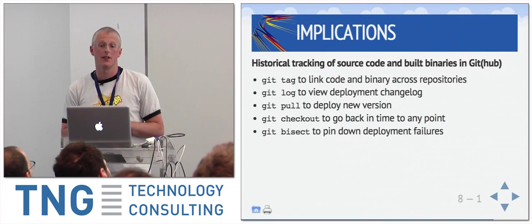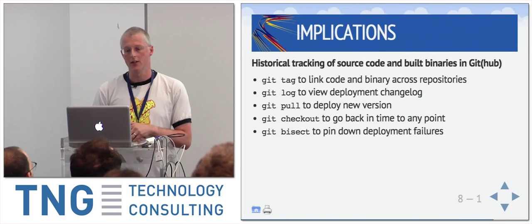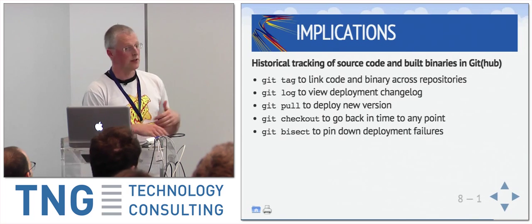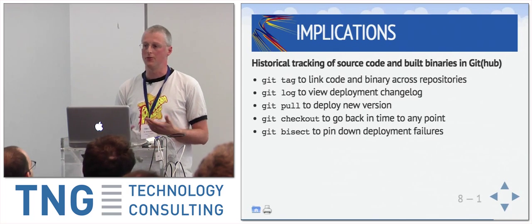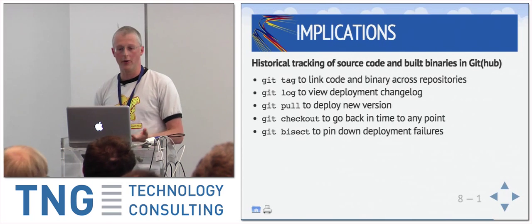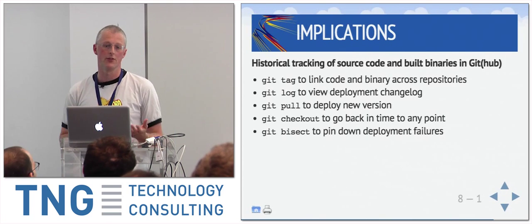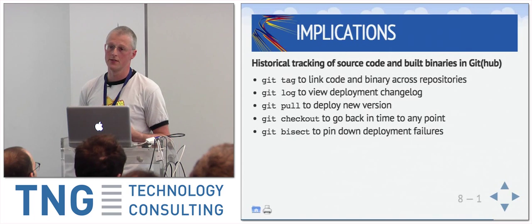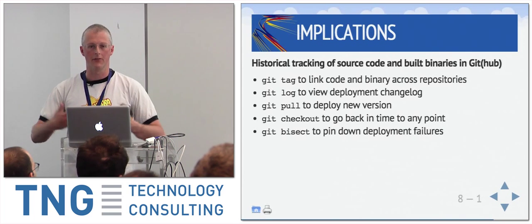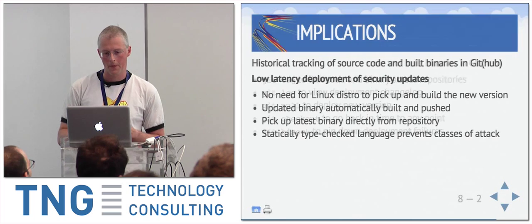So, implications of this: historical tracking of source code and binaries in GitHub. You can do Git tagging, you can do Git log, you can Git pull to get a new version deployed. Checkout to go back to any point in time. If you wanted, you could try and do something with Git bisect to pin down deployment failures. There's a lot of power that you get by having this complete history available.